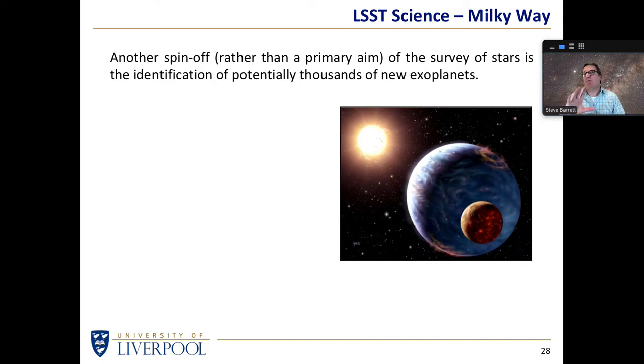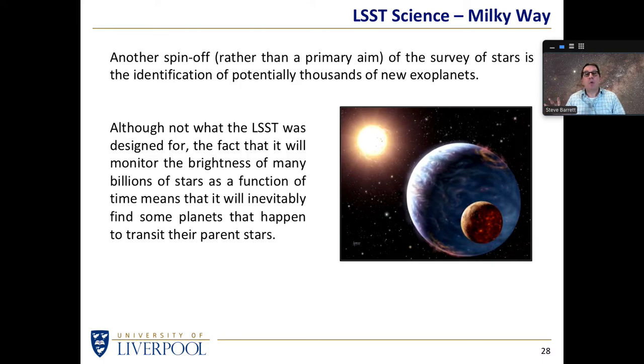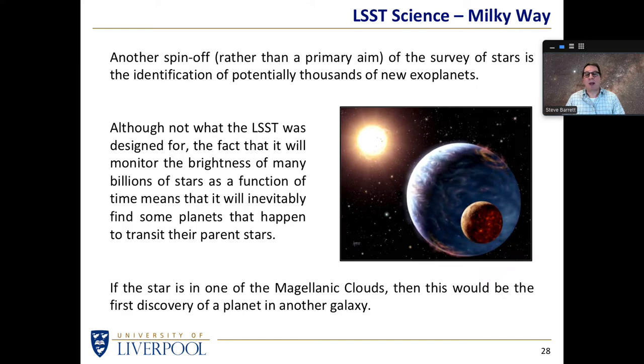As a spin-off, it's not really the main aim of the LSST, but because you're looking at many billions of stars, almost certainly you're going to catch a few exoplanets by accident. It's not what it was designed for, but when you monitor the brightness of lots of stars and go back and look at them every few nights, you do pick up a few extra exoplanets. There will probably be a few discoveries of exoplanets in the Magellanic Clouds, which will be the first confirmation of an exoplanet in another galaxy.